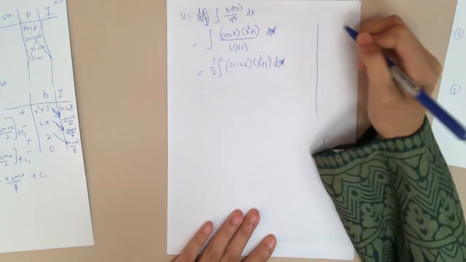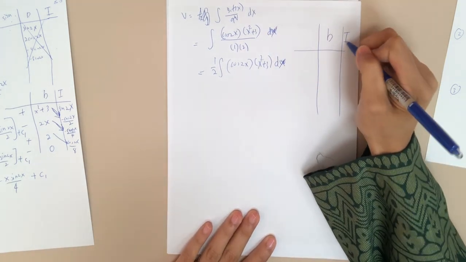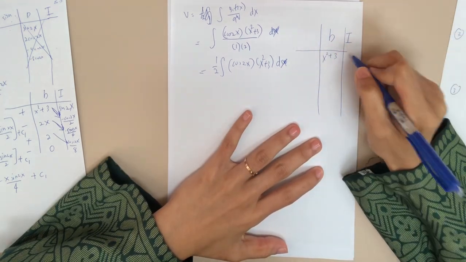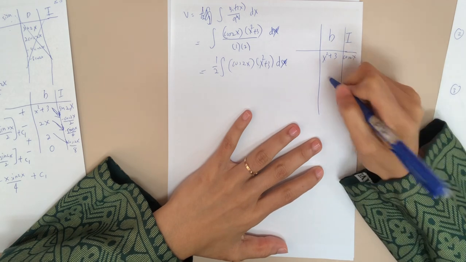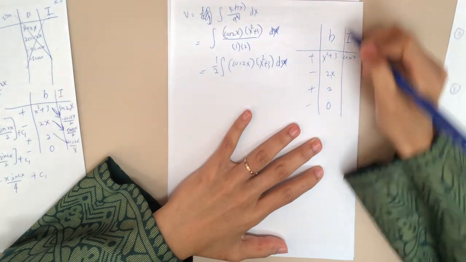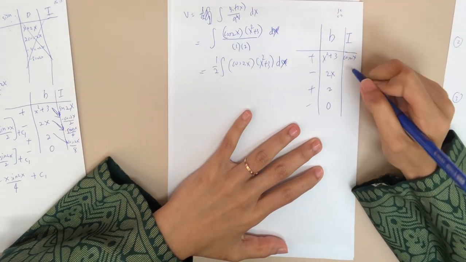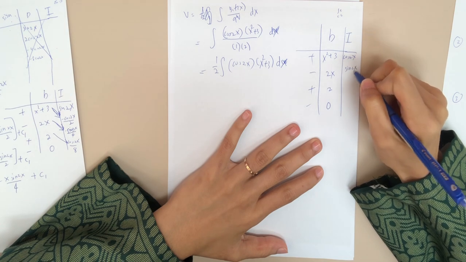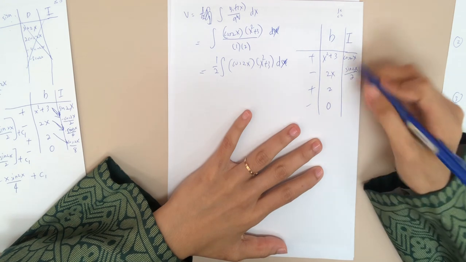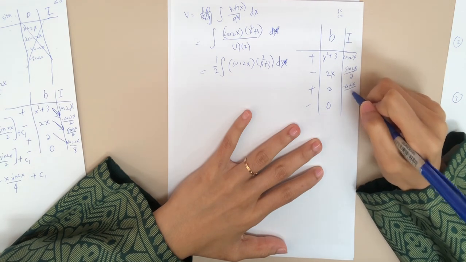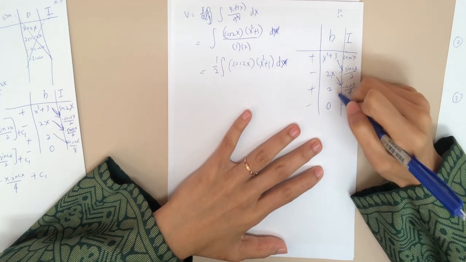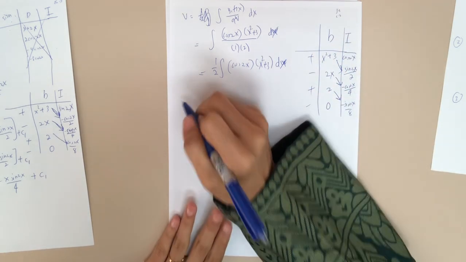So using the same method, which is the tabular method, you choose x square plus 3 here and cos 2x here, so you have 2x, 2, 0. Plus, minus, plus, minus. So sine, cos, cos. Just integrate cos, we get sine 2x over 2, positive, then negative cos 2x over 4 and negative sine 2x over 8. So you do the same thing: cross multiply and then substitute back here.